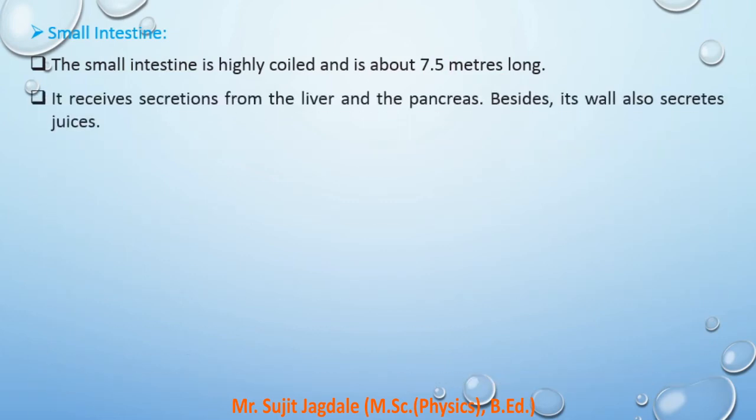Actually it receives the secretions. Again it secretes some juices, and it receives those juices from the pancreas and liver. Besides, its walls also secrete juices. So the liver and pancreas provide the secreted juices.